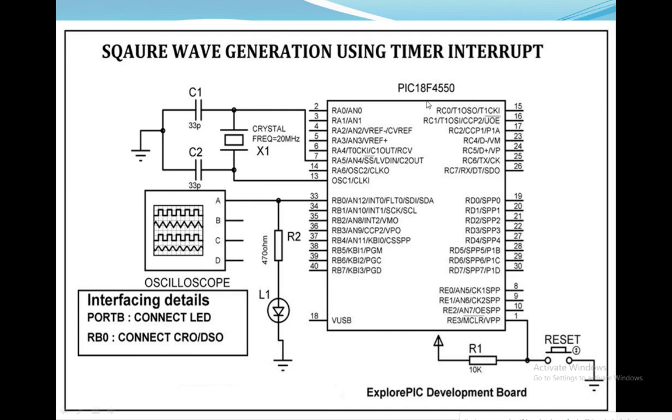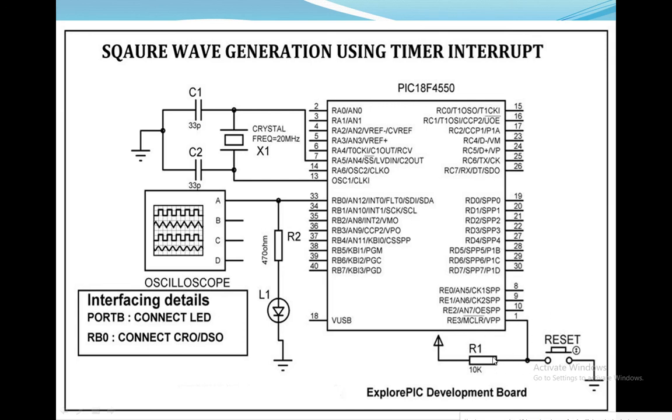You can see the PIC18F4550 is connected with the clock input. A crystal of 20 megahertz is connected to pins RA5 and OSC1, that is the clock input. And to run this oscillator, we are using stabilizing capacitors of 33 picofarad. And this is the minimum connection diagram.